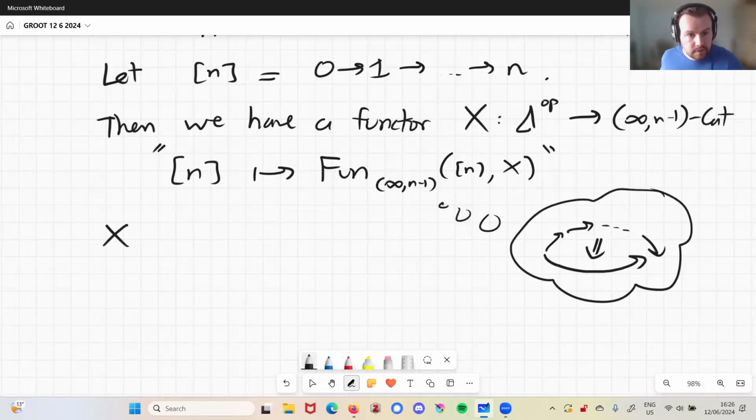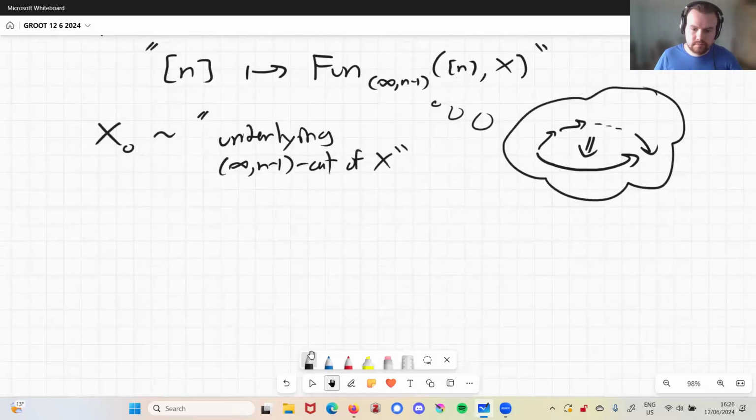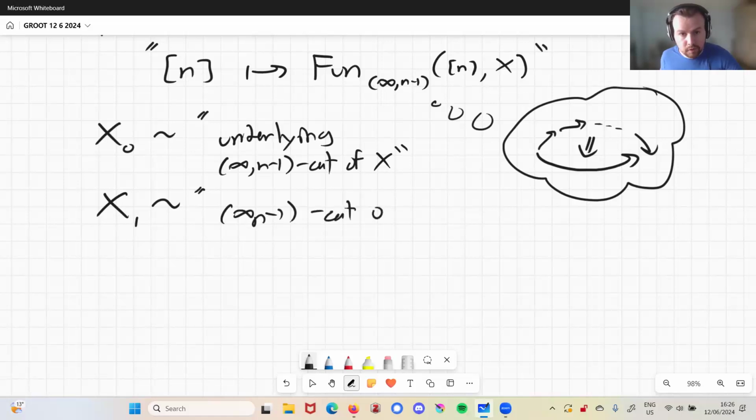So X0, functors from the 0 thing into X, is just a single point. Remember this is an infinity n minus 1 category, so this is going to be the underlying infinity n minus 1 category of X, where we removed everything that's non-invertible at level n. X1 then, which is functors from just the arrow into X, we'll interpret as the infinity n minus 1 category of morphisms.